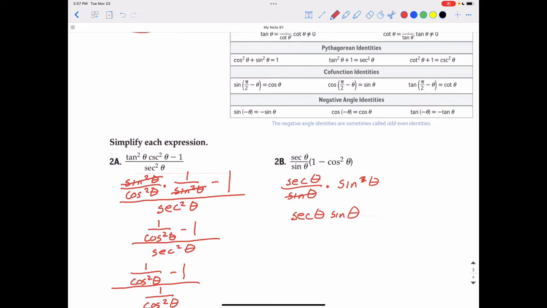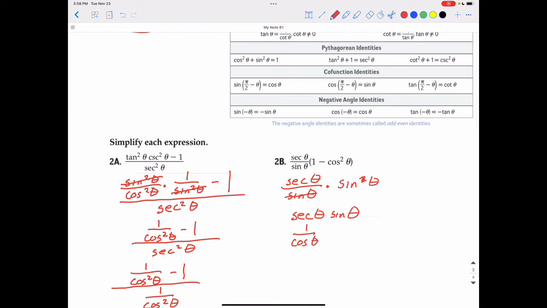Now, if this was secant and cosine or cosecant and sine, this would be very easy because they're reciprocal functions of each other and they would cancel each other out. However, we have a secant and we have a sine, and they are not reciprocal functions of each other. But I can still use reciprocal functions because secant can be rewritten as 1 over cosine. So secant I'm going to replace with 1 over cosine theta.